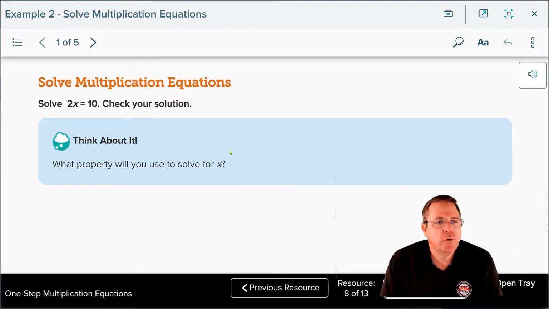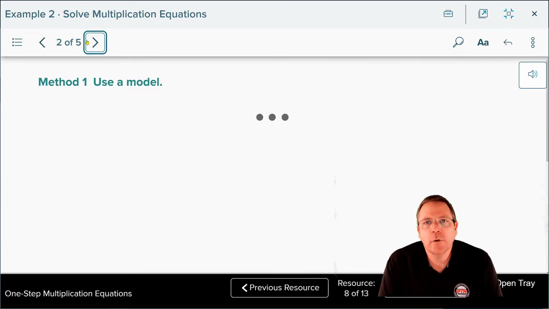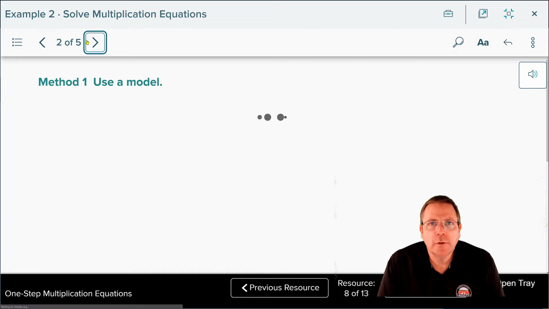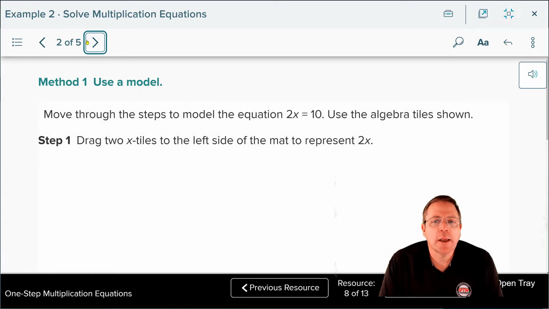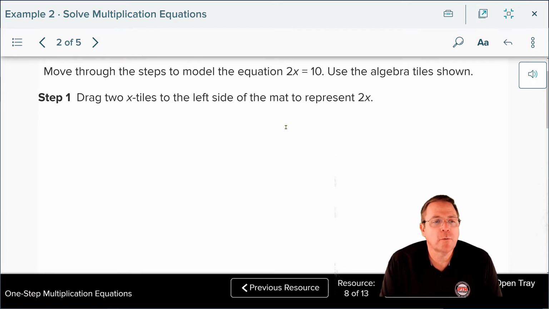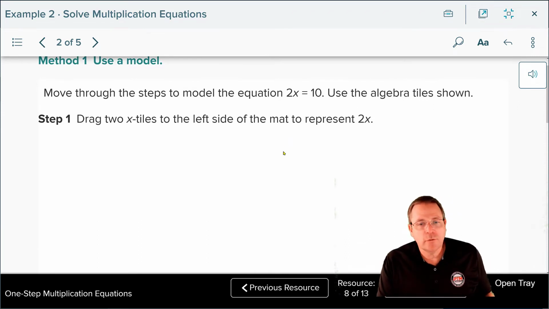Here we have 2x is equal to 10, and that's what they want us to solve. And we're going to be using the division property of equality. As you go into this, I want you to be asking yourself questions like, what's my variable, who's my friend, and so on. Oh, wait a minute. They want us to use the tiles first, so we're going to use that method first.